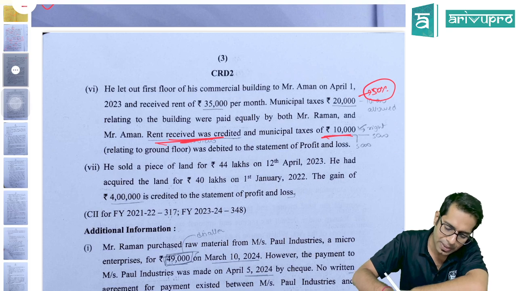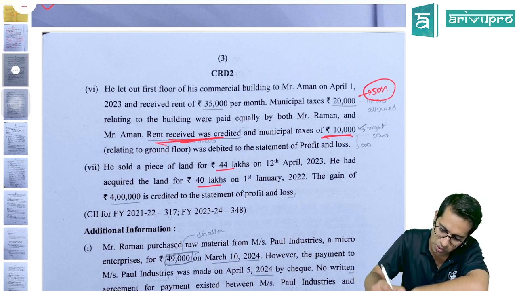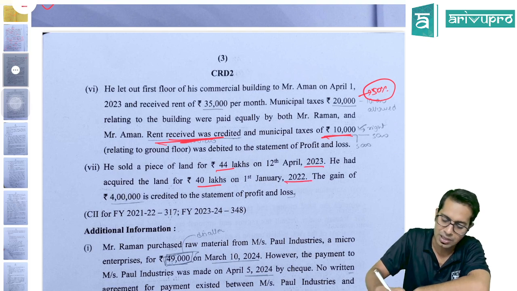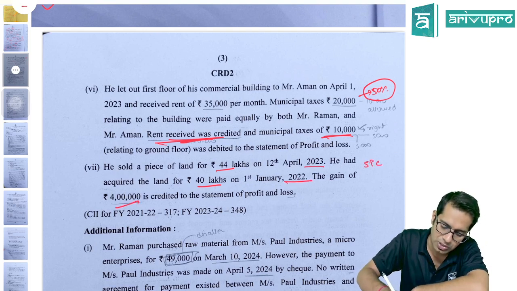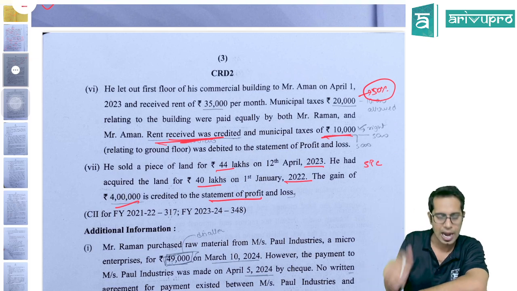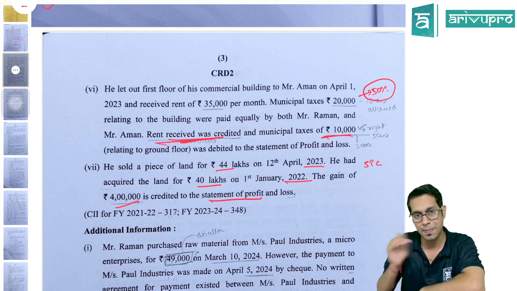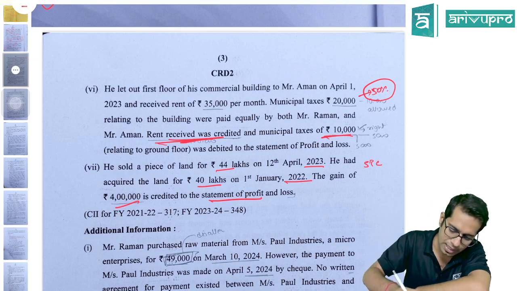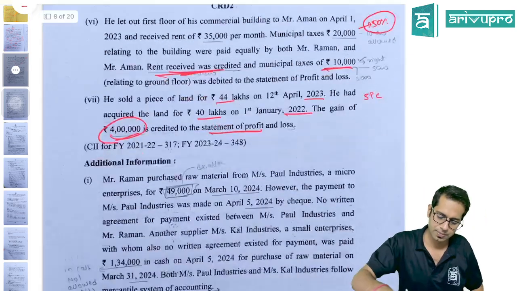He sold a piece of land for 44 lakh rupees. He acquired the land for 10 lakh rupees on this date. So sale is happening within 2 years, so it is a short-term capital gain. The gain of 4 lakh rupees was credited to profit and loss account. You'll have to subtract it from your net profit. So 4 lakh rupees. Okay.